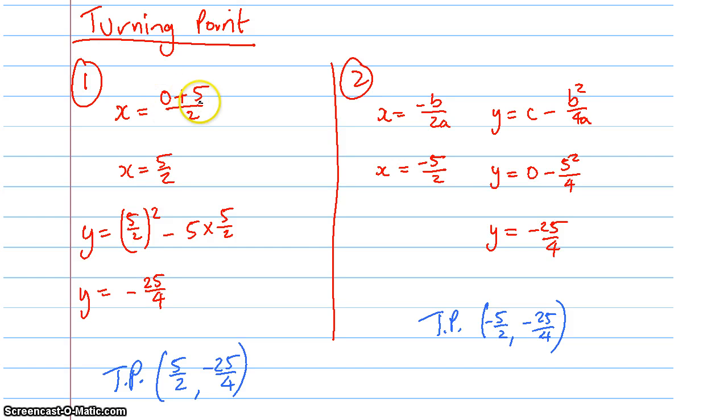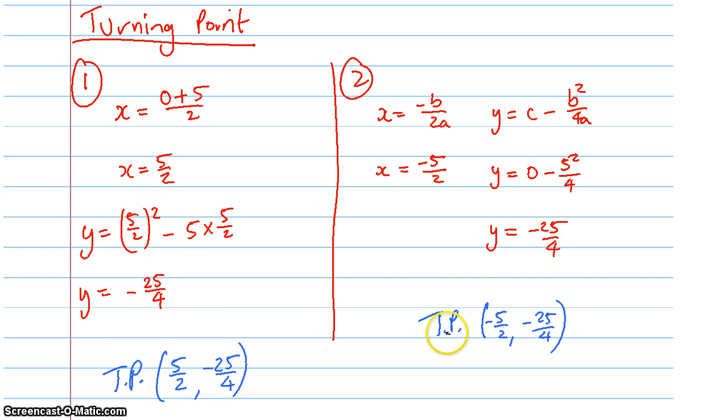So I get 0 plus 5 over 2, which is 5 over 2. I leave it as a fraction because I find it's easier to square 5 over 2 than it is to square 2.5. And I get 5 over 2 squared minus 25 over 2, which ends up being negative 25 over 4. You can have a look at that yourself if you need to.